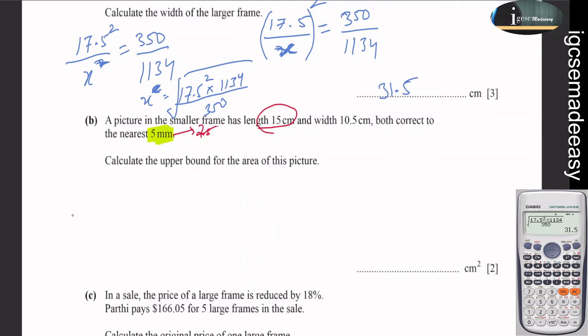Let's find out the length, which is 15 centimeters. If I add 2.5, I'll get the upper bound. Upper bound means something greater than that. So the upper bound will be 15 point, because we are calculating in mm, it's 22.5 mm, right? So if you change mm to centimeters, it will be 0.25, right?